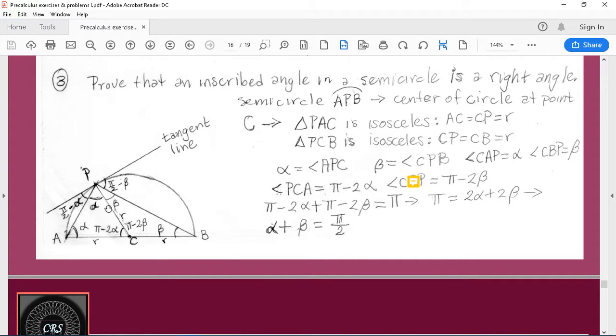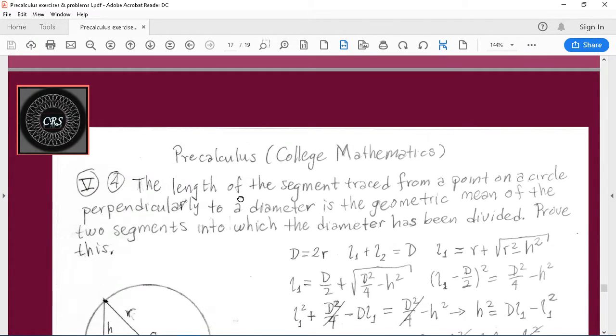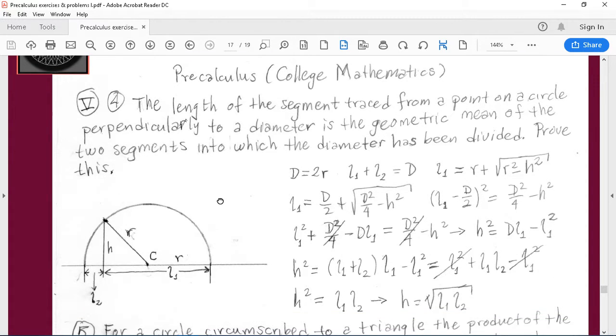Now alpha plus beta equals the angle APB, which is the inscribed angle in semicircle APB. So we have proven that the inscribed angle in a semicircle is a right angle. Okay, now we go to the next problem.